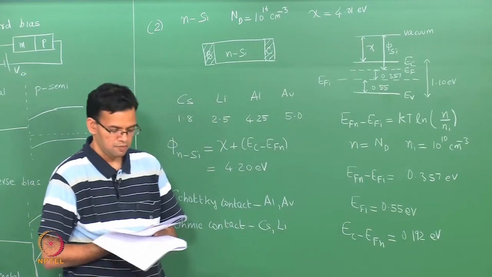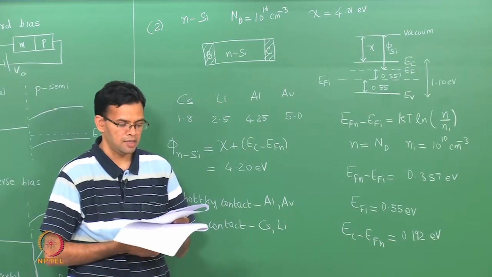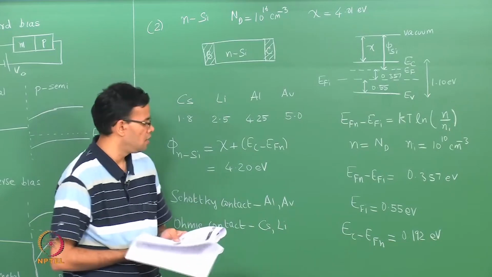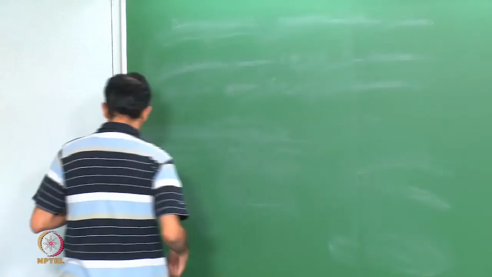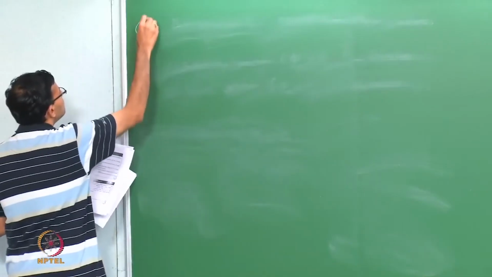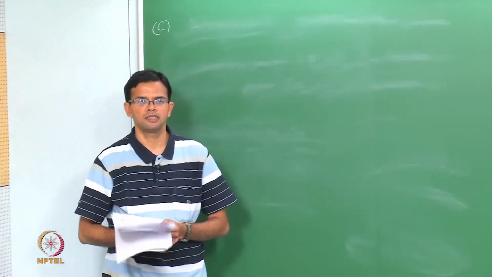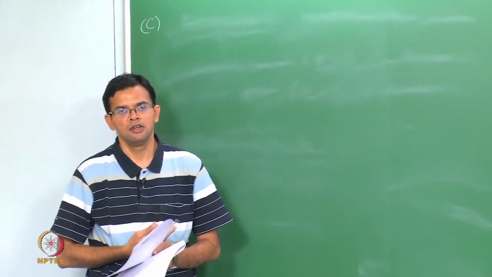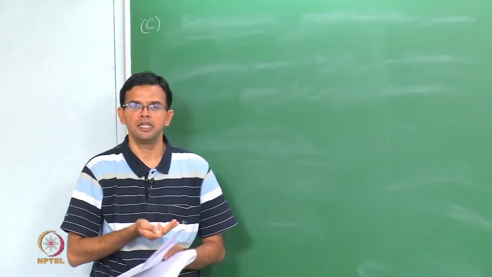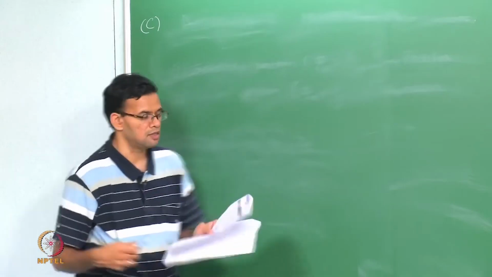So, part C, sketch the IV characteristics when both B and C are ohmic contacts. Let me draw that. B and C are both ohmic contacts. An ohmic contact is nothing but a resistor. So, when you have both B and C to be ohmic, then the whole thing just acts as a resistor.